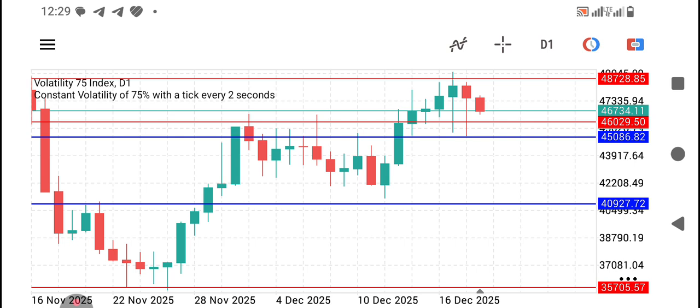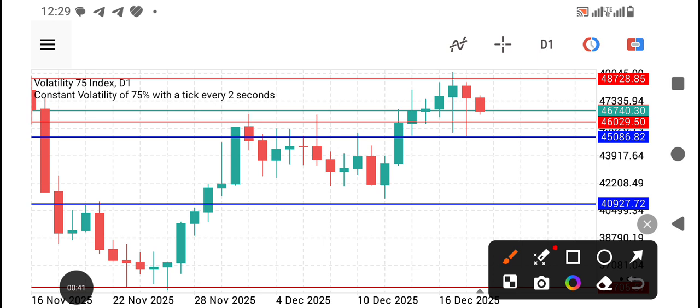Then it hit a resistance at 48728.85, and it started drifting there, and we can see the kind of reversal candlestick it had. Looking at this level particularly, that was where the resistance took place. If you look at these two candlesticks, this one and this one, you will see that they are reversal candles.